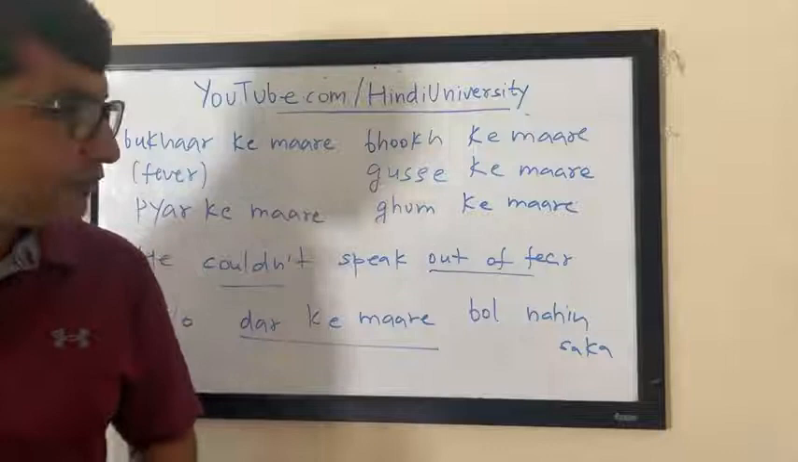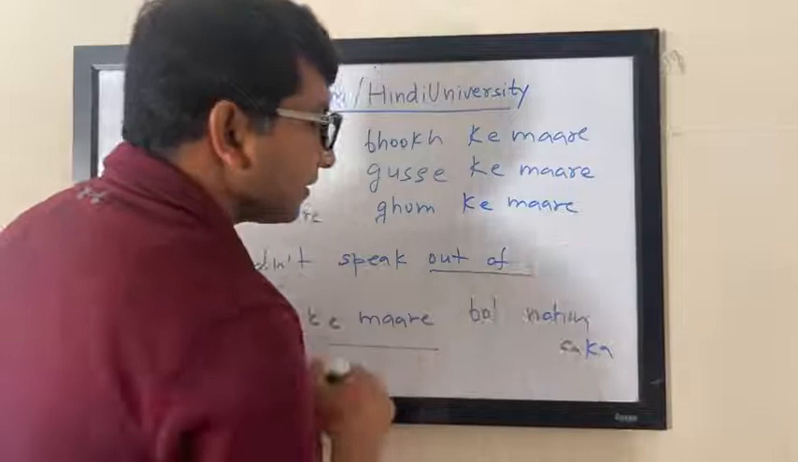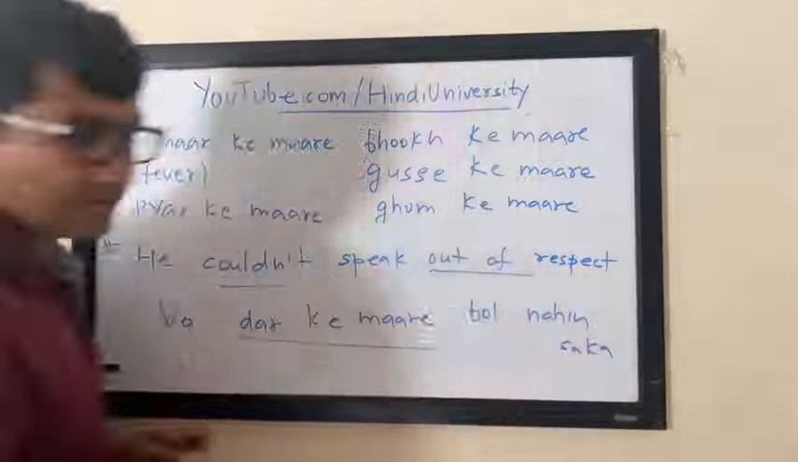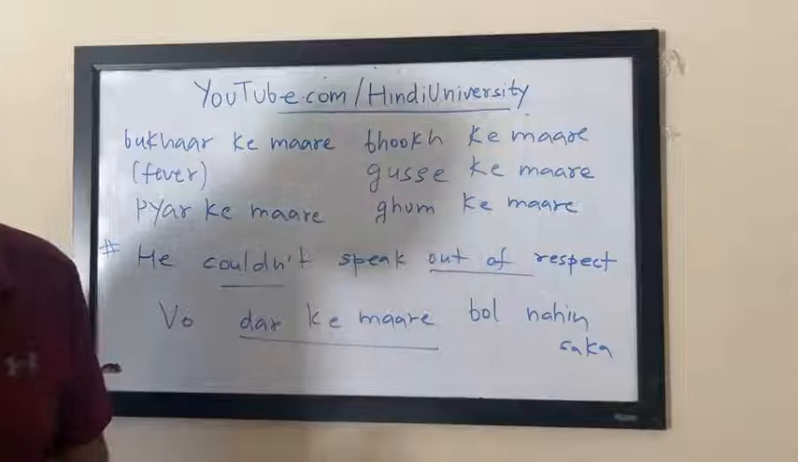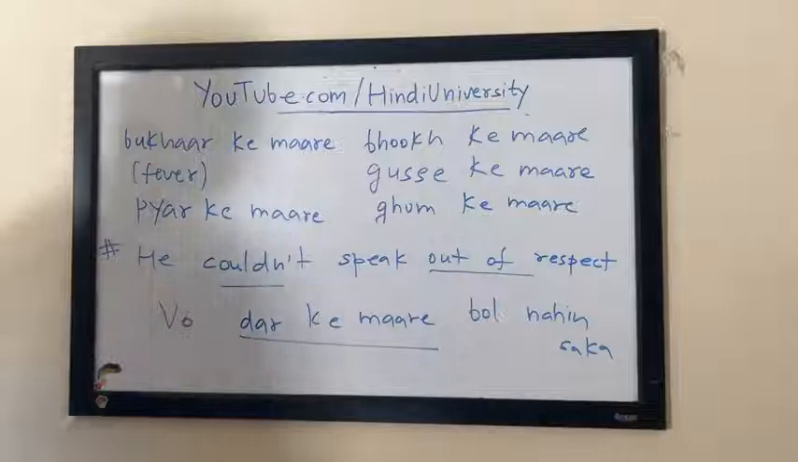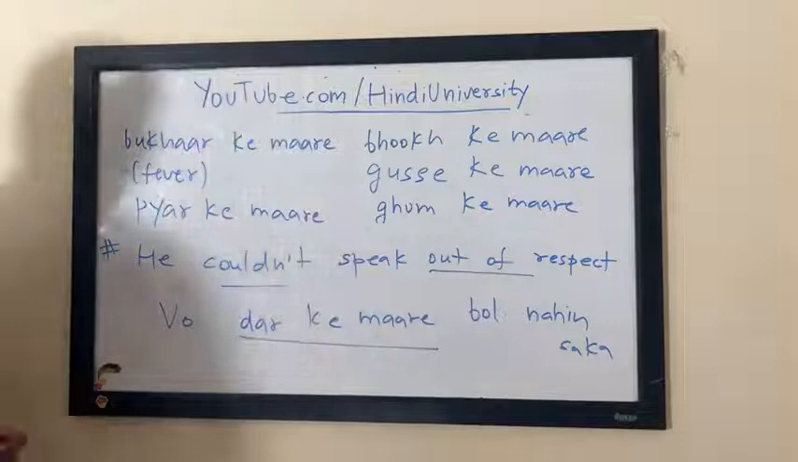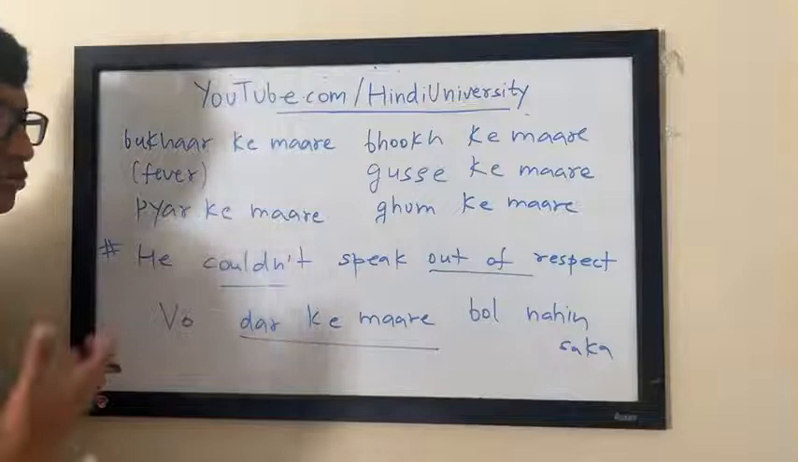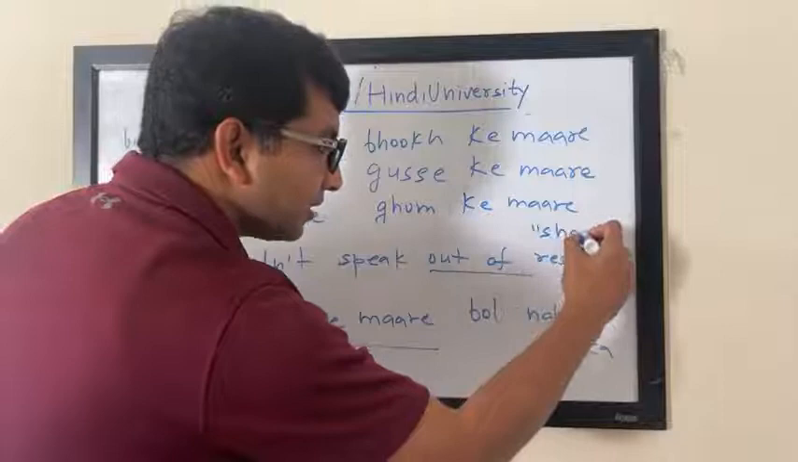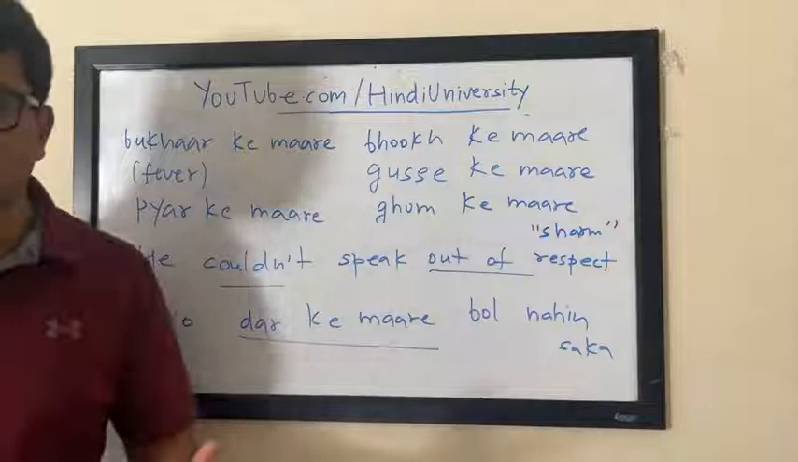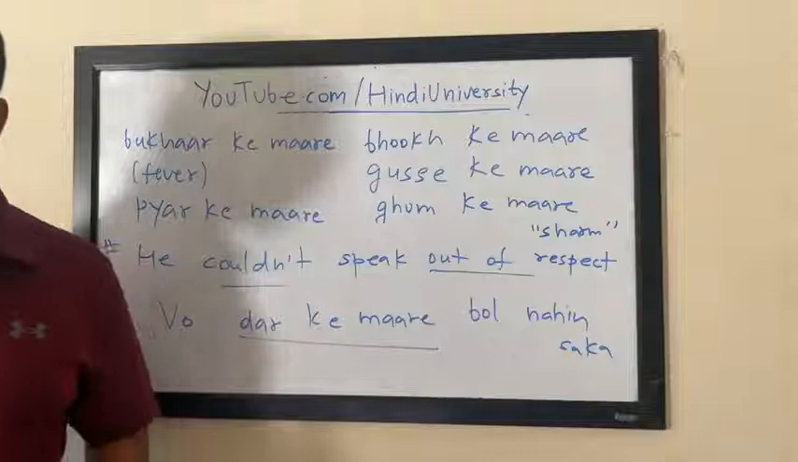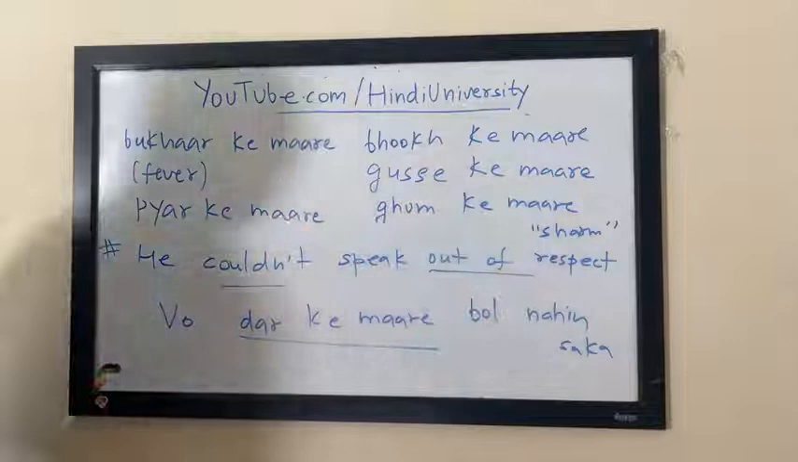How will you say he couldn't speak out of respect? Miraji, you give this one a try. Out of respect, or sometimes... I need some vocabulary. Yeah, I'll help you with that. You can simply use the English word also. Okay. Respect ke mare bol nahi sakta. Sometimes you blush, right? It's not really one-to-one, but sometimes, sharam. Sharam has a different connotation, but in this case you will say, wo sharam ke mare bol nahi sakta. Okay? You can say izzat ke mare. Izzat ke mare. Tamiz. Tamiz ke mare. Very good. Tamiz ke mare bol nahi saka. Okay.